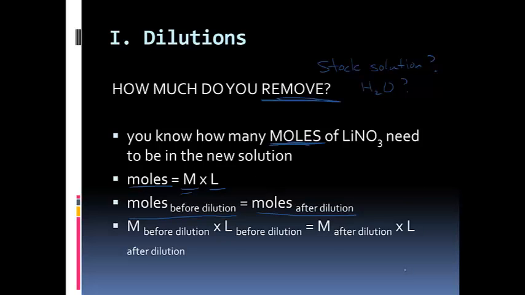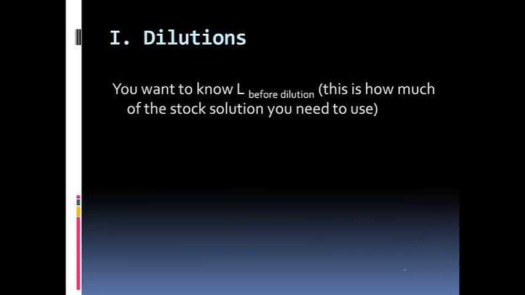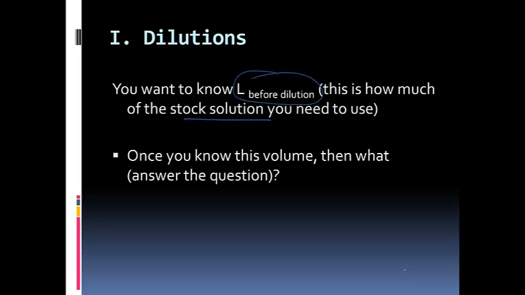Well, I know what the molarity needs to be after I dilute it. I know what the final volume of the solution has to be. I know what the molarity of the solution is before I dilute it. This is the stock solution. So I am basically trying to figure out how much of the stock solution to use. It's this one right here. Now once you know this, then what? Well, answer the question. How do you make the solution?